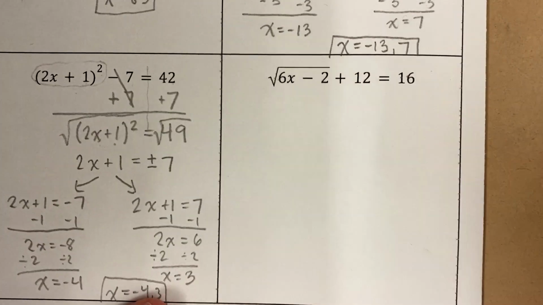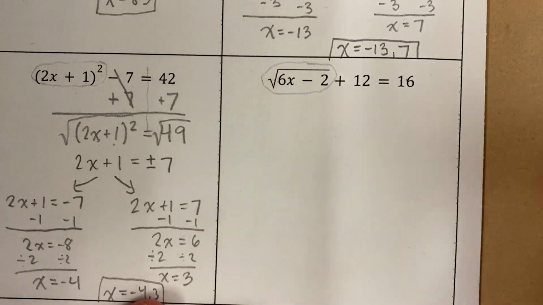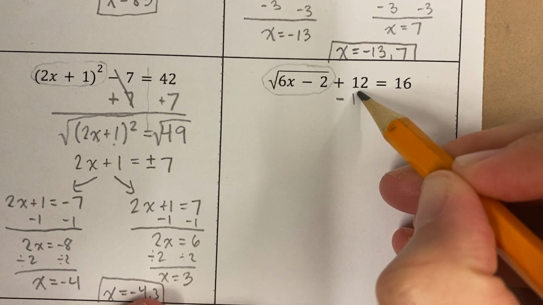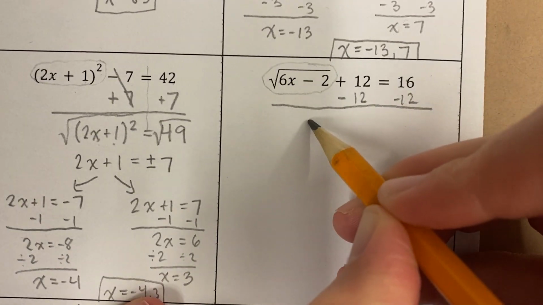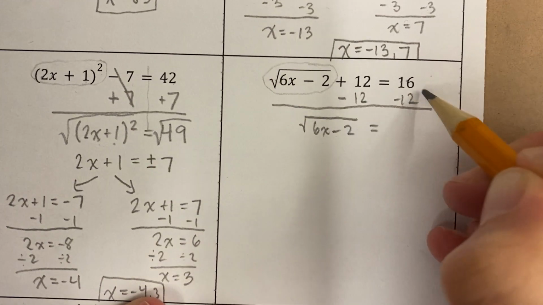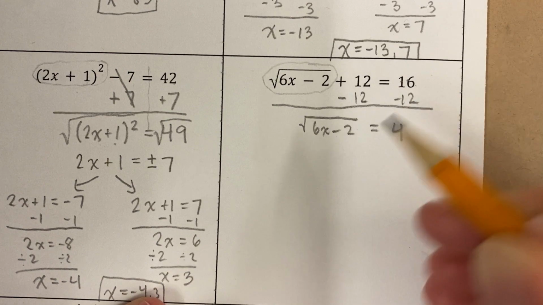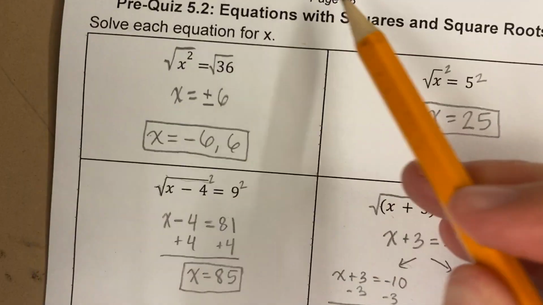Okay, last one. I see that something is square rooted. I can't square it until I have it by itself on one side of the equation. So I'm going to subtract 12 from both sides. Okay, I get the square root of 6x minus 2 equals 16 minus 12 is 4. Okay, now I have a square root. So what do I do? When I have a square root, I square it.